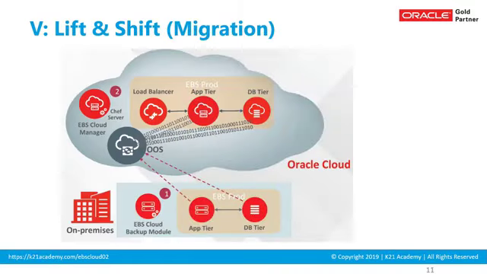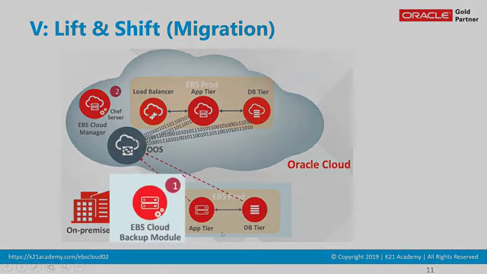Fifth thing you must know is lift and shift, or migration from on-premise to cloud. This is where you will see a lot of work, where your existing customers are moving to cloud to reduce cost or leverage cloud features like Exadata Cloud Service or EBS Cloud Manager for one-click provisioning or for quick cloning. So what you do is you deploy a little migration tool on your existing eBusiness Suite on-premise.